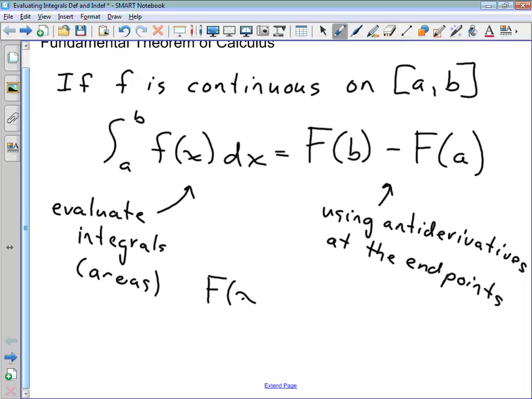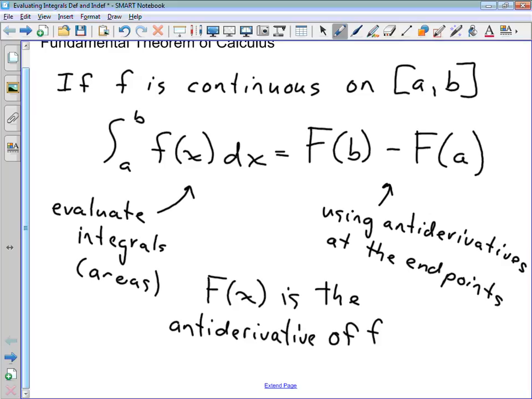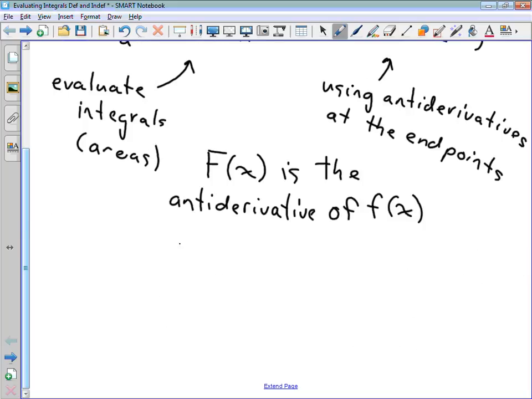And I should also add here that, of course, capital F at x is the antiderivative of little f at x. Another way of writing that same statement is that if we do the derivative of capital F at x, we would get our original function f at x. But that's just what it means for something to be an antiderivative.